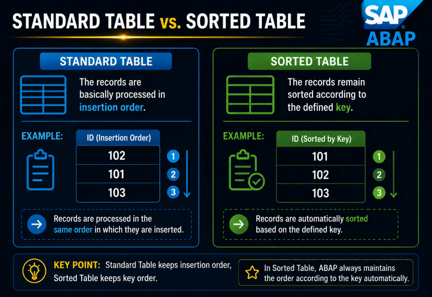Standard table versus sorted table. Standard table: the records are basically processed in insertion order. Example: 102, 101, 103. Sorted table: the records remain sorted according to the defined key. Example: 101, 102, 103. ABAP automatically maintains the order based on the table key.